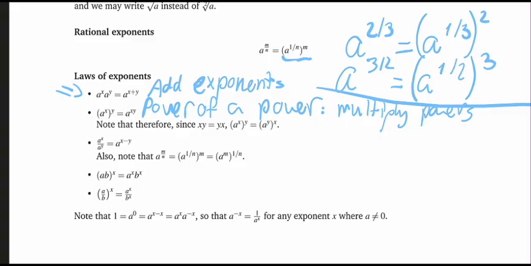Okay, now what happens when you take a quotient? Instead of multiplying, you divide, you're going to subtract powers. So in this case, it's a quotient, so subtract exponents.